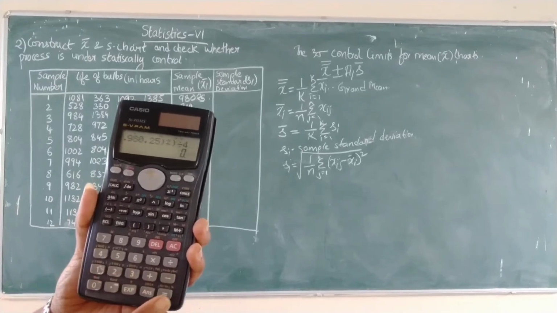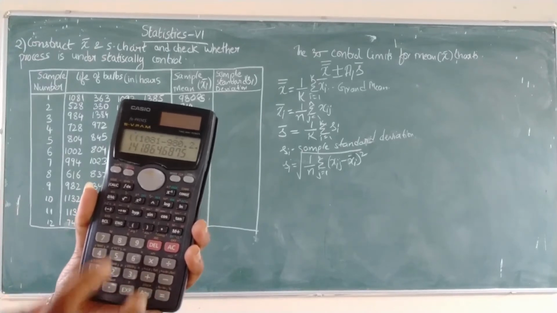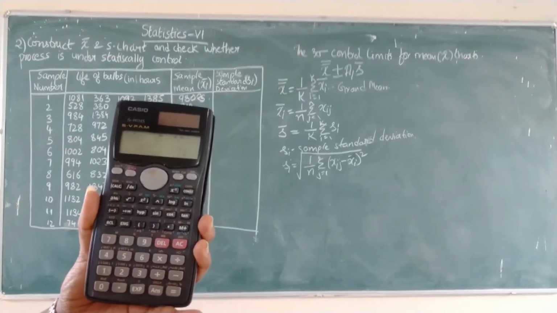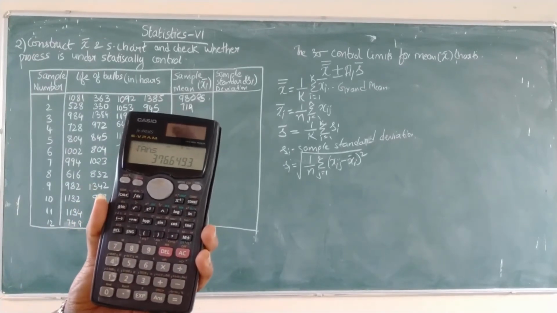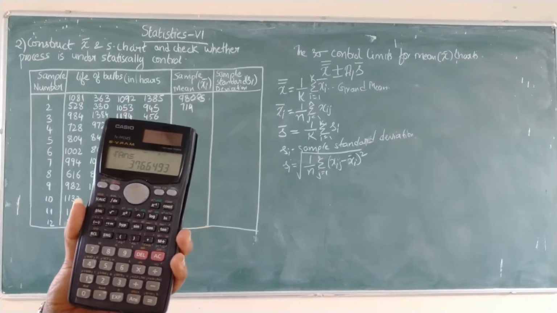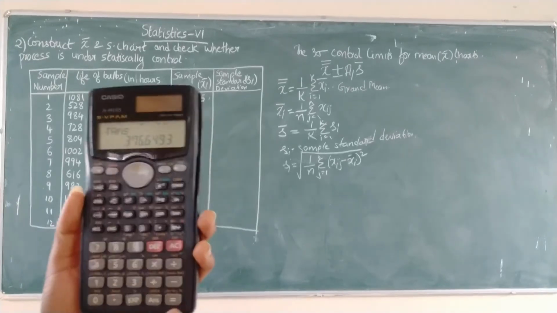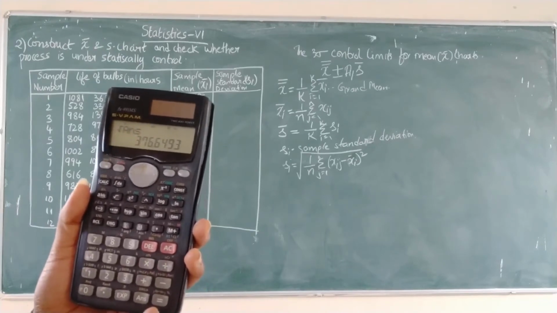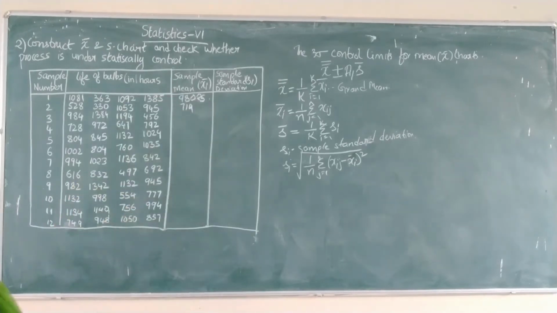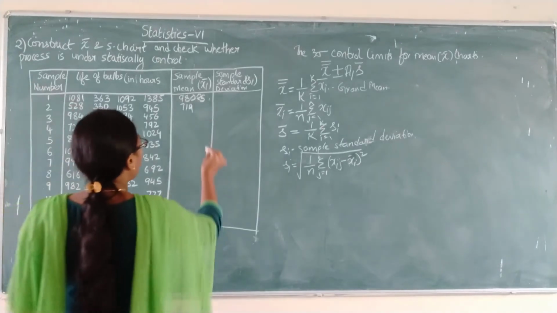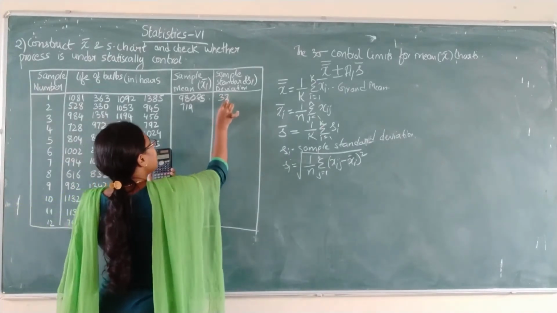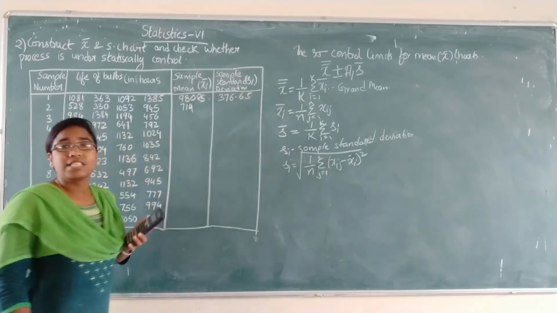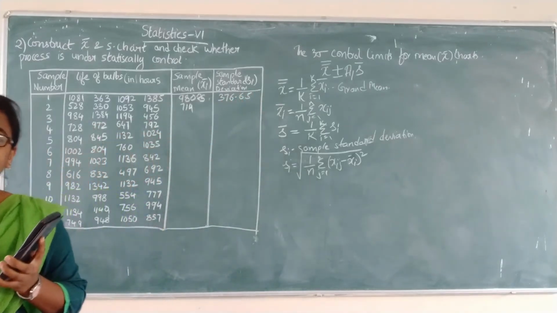What is the n value? 4. So whatever the answer you are getting, find the square root of that one. Square root of your answer. So the answer is 376.64. So this is the standard deviation for the first sample. I am rounding it off to two decimal places, so I will get 376.65.